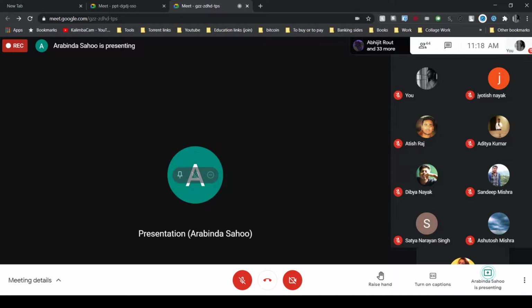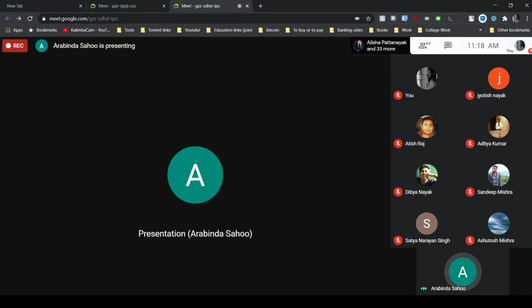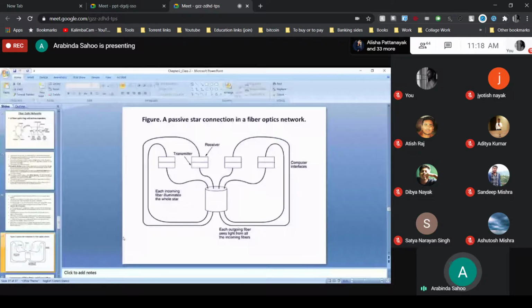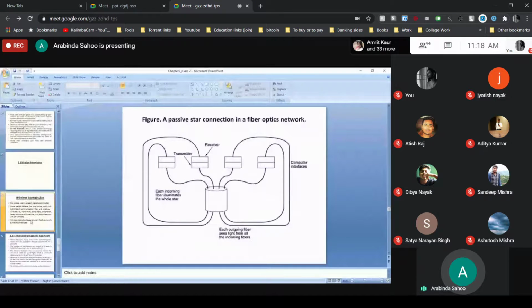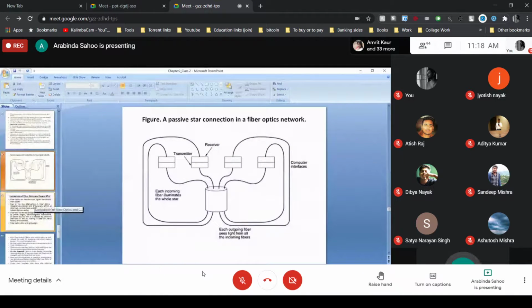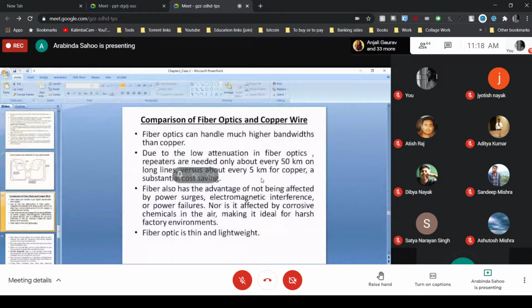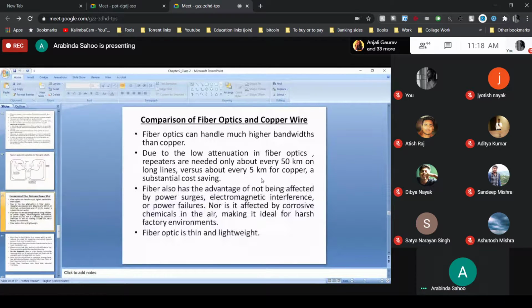Points as well as your limited distance. So next one is your comparison. Next, write down the comparison between fiber optics and copper wire.